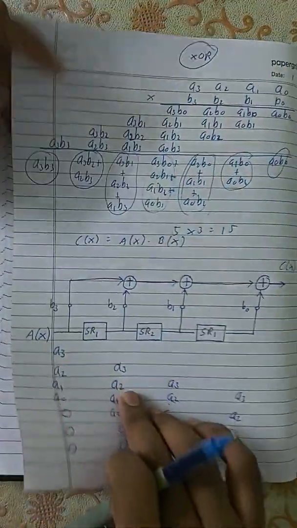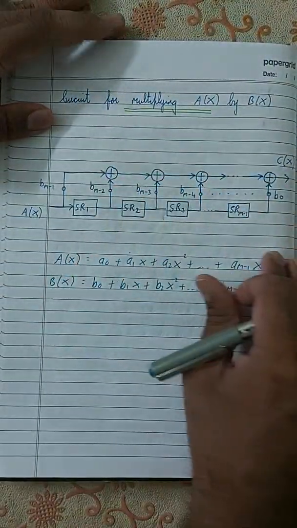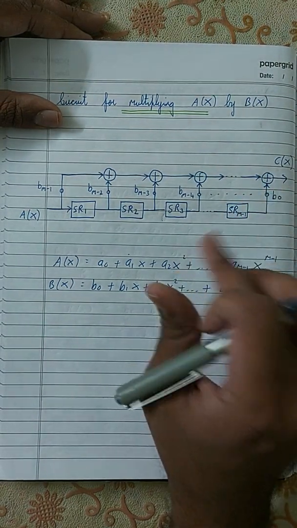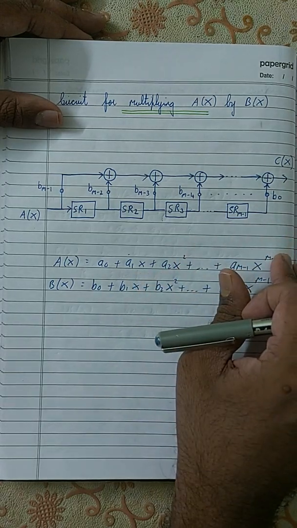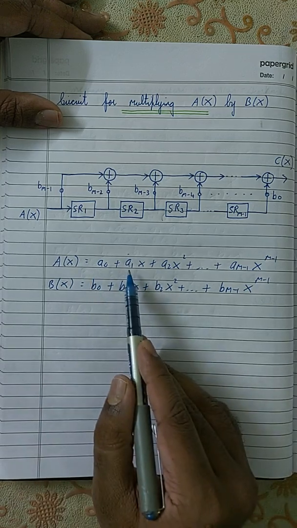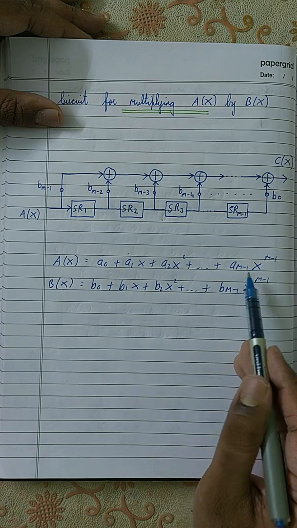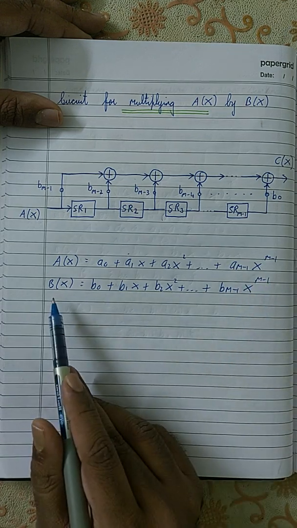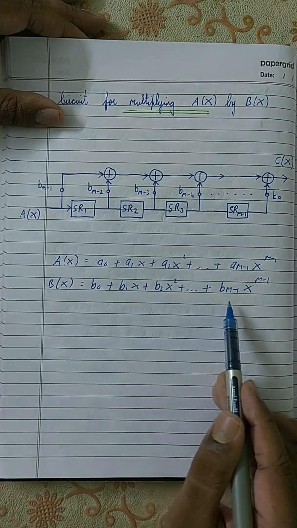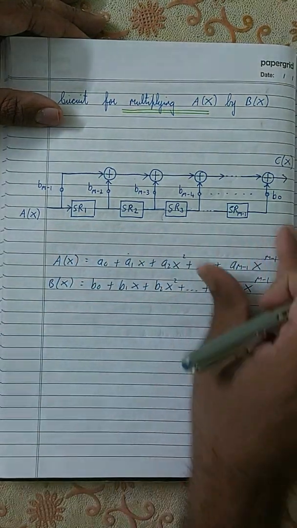Okay, so now let me draw the general block diagram. This is the general circuit diagram of your multiplication circuit, and here you are going to assume that both A and B are of m bits. M bits means the degree of the polynomial becomes m minus 1. So this is how it's expressed. That is A0 plus A1 x plus A2 x squared plus up to A(m-1) x raised to m minus 1. Likewise, B of x is equal to B0 plus B1 x plus B2 x squared plus up to B(m-1) x raised to m minus 1. And this is how we represent it.